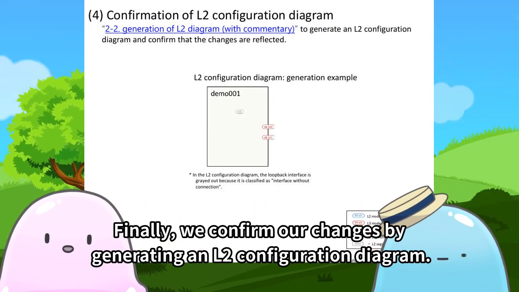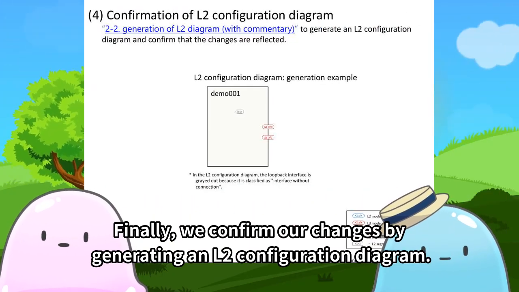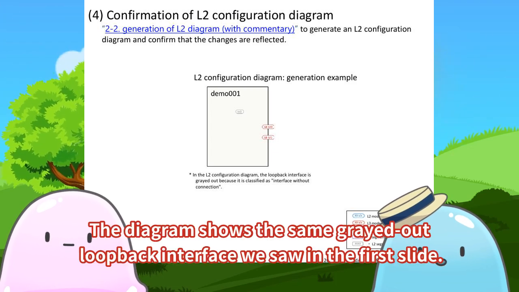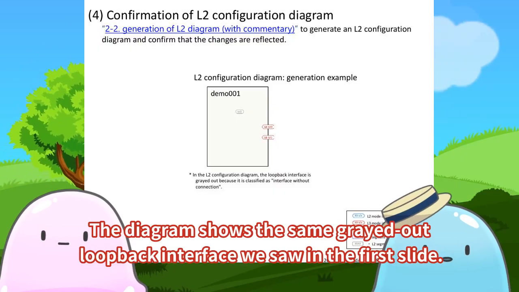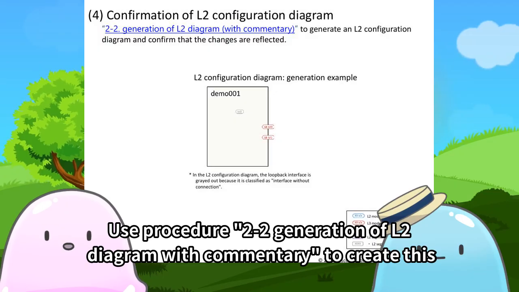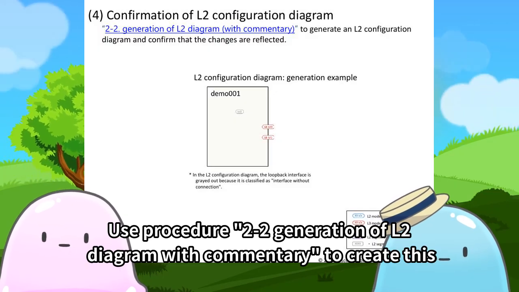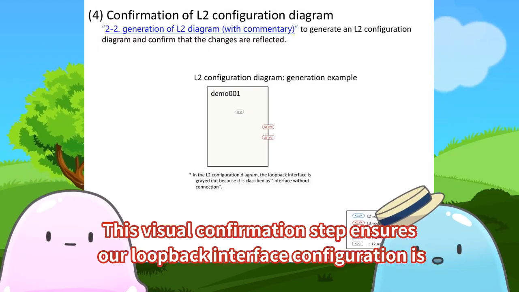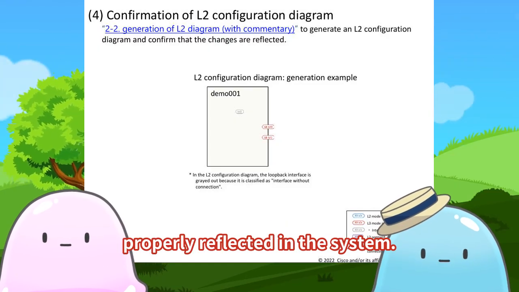Finally, we confirm our changes by generating an L2 configuration diagram. This step verifies that everything was configured correctly. The diagram shows the same grayed-out loopback interface we saw in the first slide. Exactly. Use procedure 2.2 generation of L2 diagram with commentary to create this verification diagram. This visual confirmation step ensures our loopback interface configuration is properly reflected in the system.